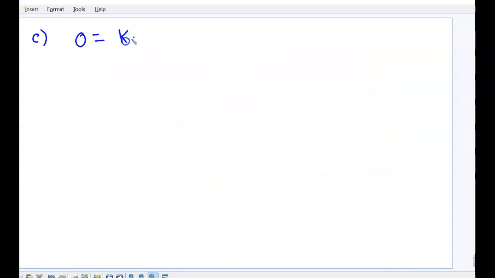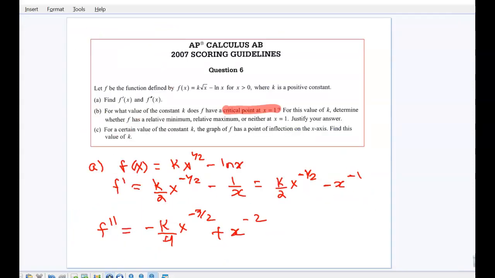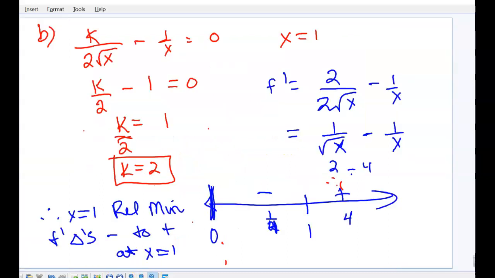So k root x minus ln x. If I add the ln x over to this side and divide by root x, that's going to be k. And if I take my second derivative, and it says it has an inflection point, that means the second derivative has to be 0.